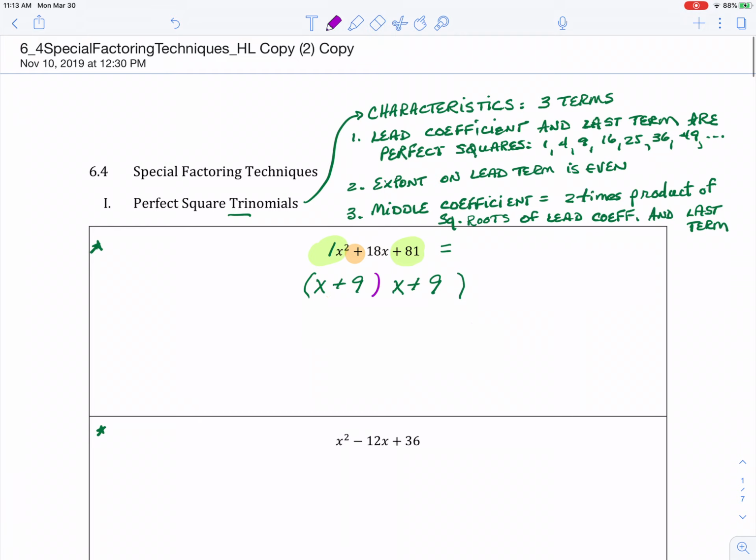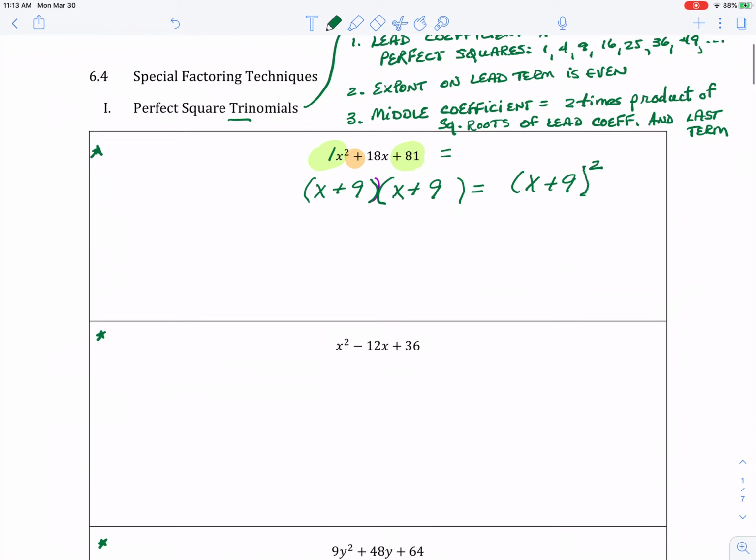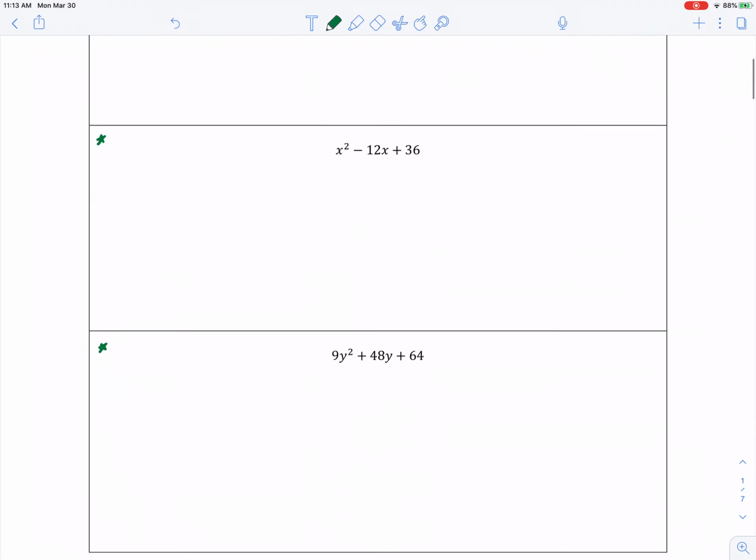I lost some parentheses. Let me put those back in there. Okay, so that's one way to write the answer. That is correct. You could also, because these turn out to be exactly the same 2 binomials, write it down once, enclose it in parentheses, and then put the exponent 2. So either answer should be acceptable. So let's scroll down to this next one.